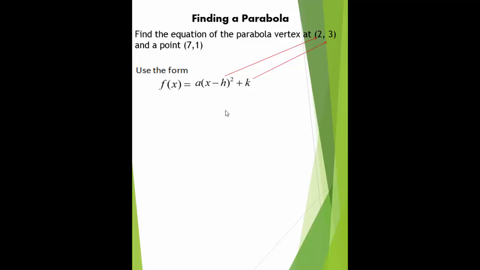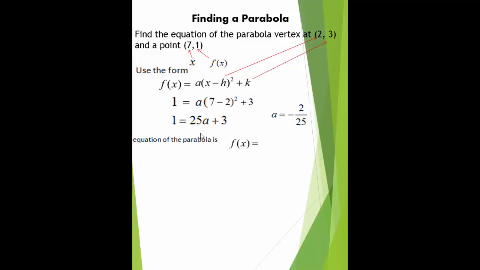Now what is my 7, 1? In the parabola I have two other unknowns like x and y, which is f of x. So you have one point in here. So you can just say your x will be 7 and f of x will be 1. Just plug all this here. Keep your a. Now simplify and take a piece of paper and make sure that you can isolate a as -2/25. So the equation of the parabola will be now f of x equals a of x minus h squared plus k. So plug all the values for a, h and k.